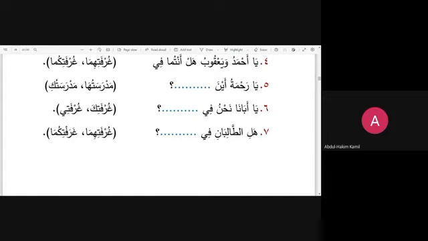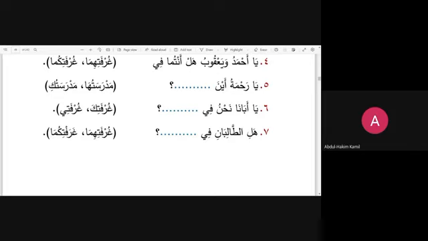Hal talibani fi ghurfatihima? Brothers and sisters online, hal talibani fi ghurfatihima? Are the two students in their room? It's not saying "ya taliban," it's "hal talibani." Are the two students in their room?